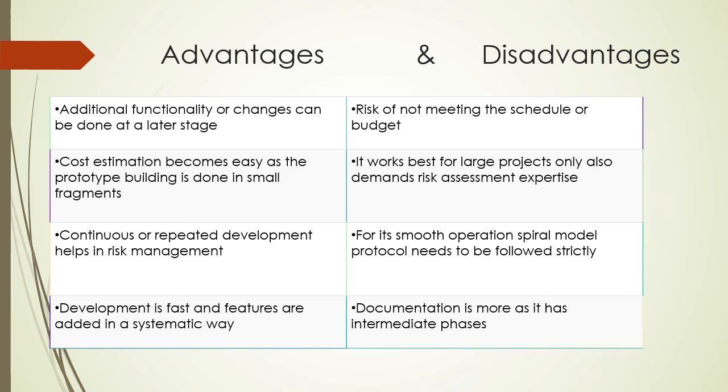The disadvantages are risk of not meeting the schedule or budget, because you're always doing changes, because communication is always being done in the spiral model. It works best for large projects only, and also demands risk assessment expertise. Right? For its smooth operation, the spiral model protocol needs to be followed strictly, so there is no deviation. Right? Documentation is more as it has intermediate phases. So every phase has documentation. Right? Every phase.